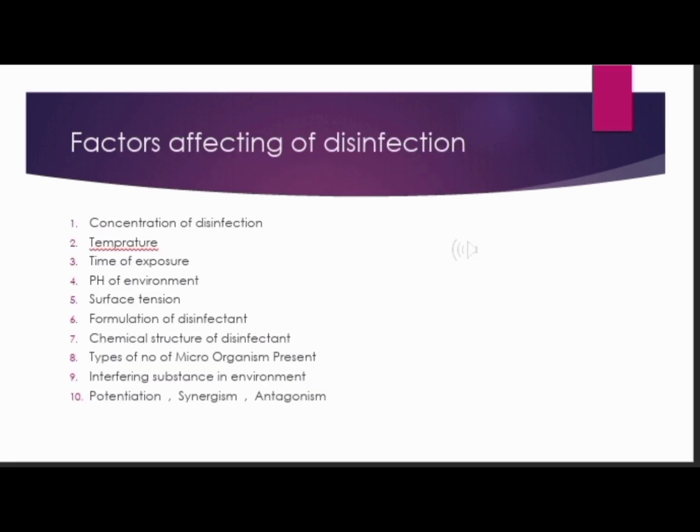Factors affecting disinfection: first, concentration of disinfectant; second, temperature; third, time of exposure; fourth, pH of environment; fifth, surface tension; sixth, formulation of disinfectant; seventh, chemical structure of disinfectant; eighth, type and number of microorganisms present; ninth, interfering substances in environment; tenth, potentiation, synergism, antagonism.